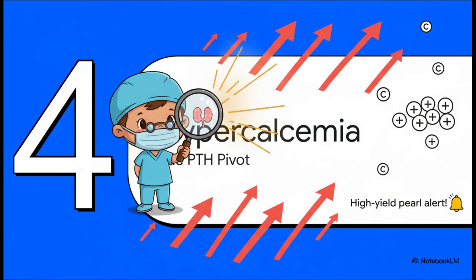Okay, let's flip the script. Now we're going to tackle the opposite problem. Too much calcium. Just remember that classic saying for the symptoms? Painful bones, renal stones, abdominal groans, and psychic moans.